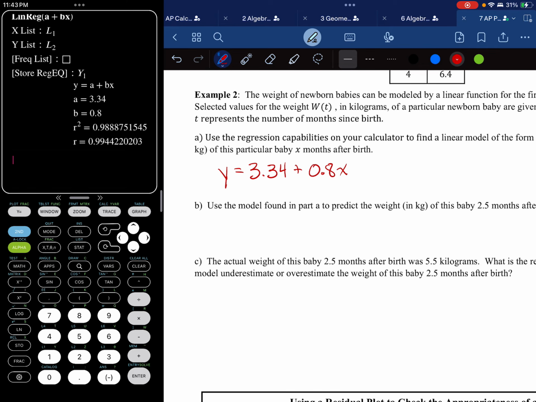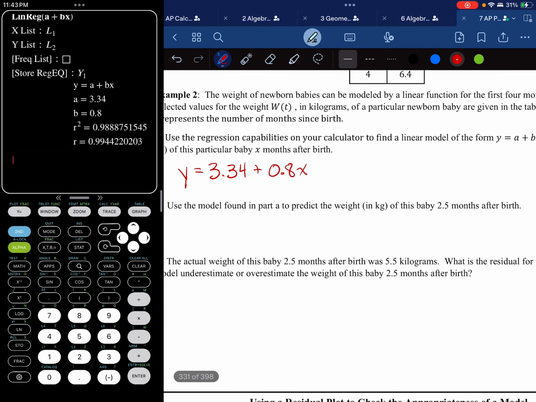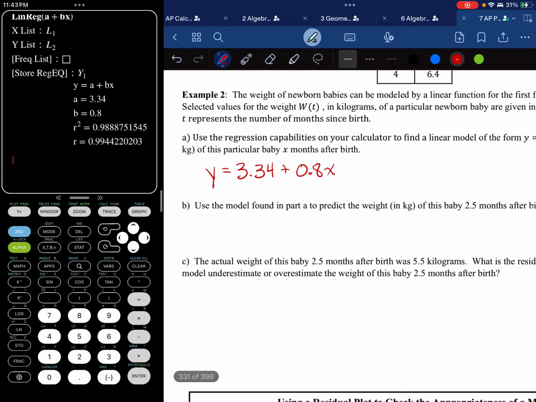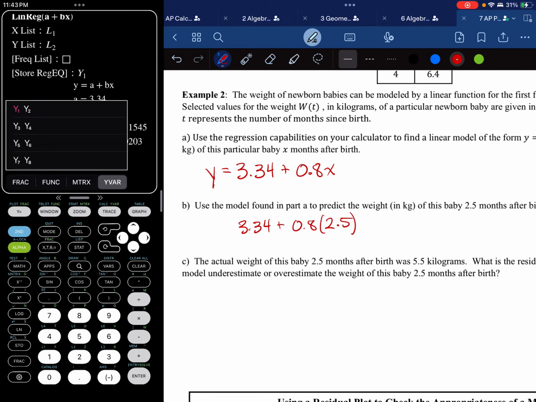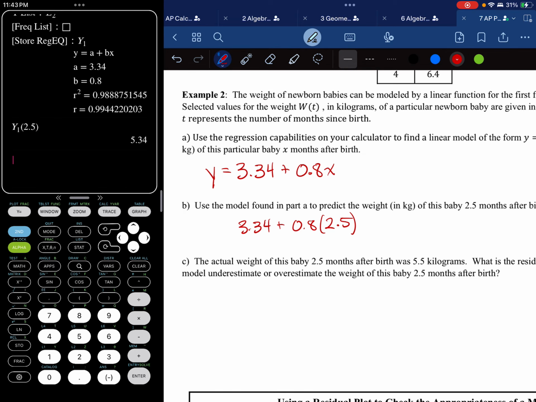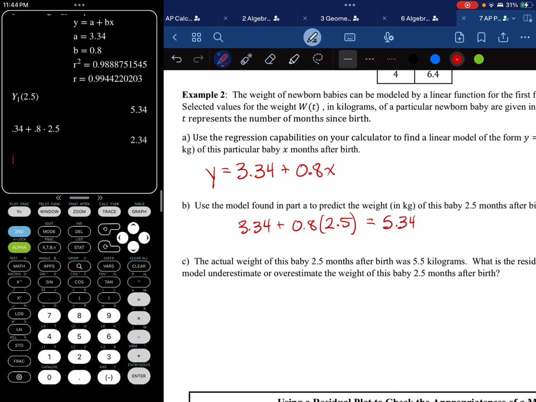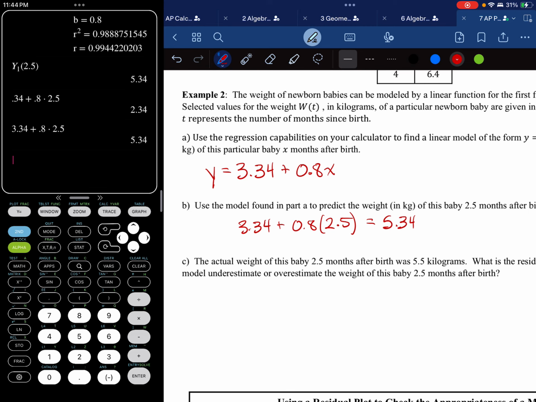So there's our equation, and we're going to use that in part B to find what the baby weighs after 2.5 months. So this is going to be 3.34 plus 0.8 times 2.5. You can type this in manually, or the quicker way, since we've stored this in Y1, I can pull back Y1 by pressing alpha trace Y1 in parentheses 2.5, and say this is going to be 5.34, just as a way to prove that you could have done it the other way. You could have done 3.34 plus 0.8 times 2.5, and you get 5.34 no matter what.